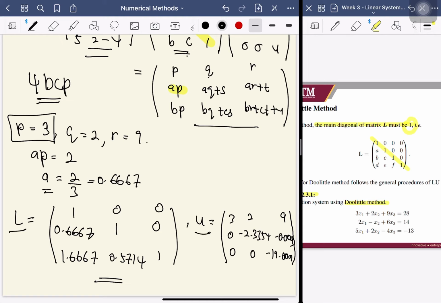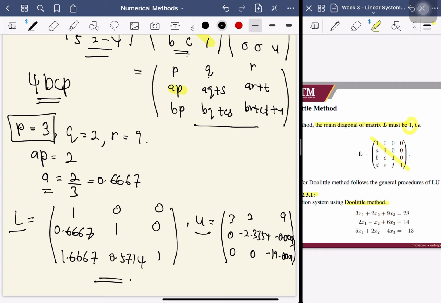You have to ensure that the values that you calculate in getting the elements in L and U are correct. If not, you'll get the wrong answer towards the end because you will use this information.